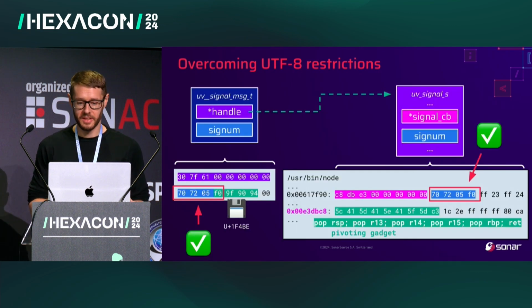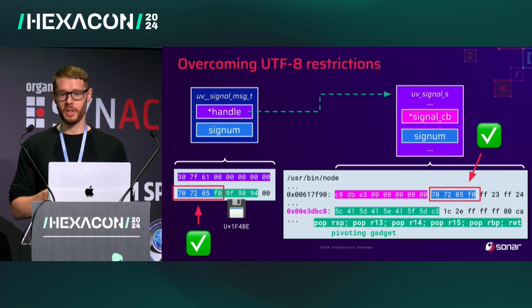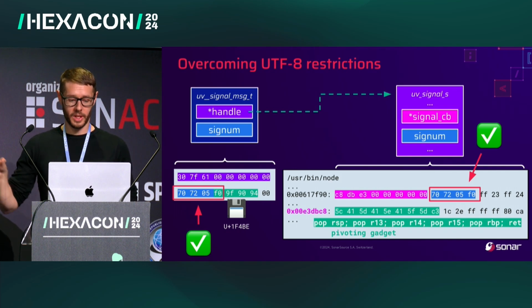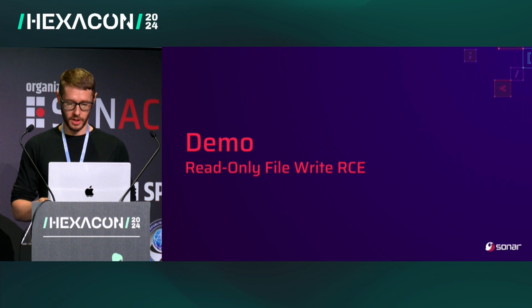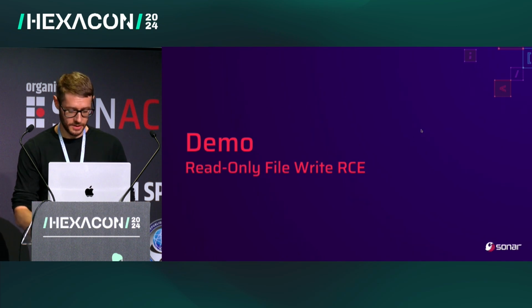Quite unexpected that a floppy disk plays a crucial role in an exploit in 2024, but now our whole exploit is valid UTF-8 and both signal values match. The callback function is invoked, which is a pivoting gadget to a ROP chain that spawns a reverse shell. So let's see this in action.